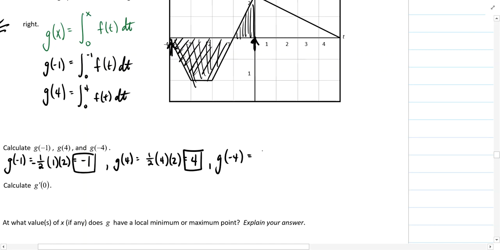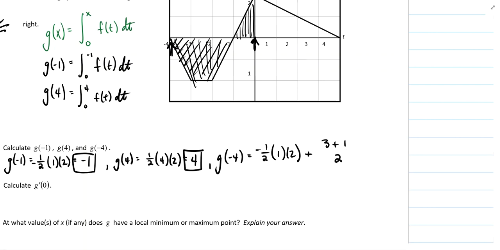So just to show it all, we'll have -1/2 times 1 times 2. That's a good way to calculate the triangle. Plus the area of the trapezoid. Now the trapezoid's area is the average of the bases. So this base is 3, and this base down here is 1. So that's 3 plus 1 divided by 2 times the height of the trapezoid. And this height is 2.